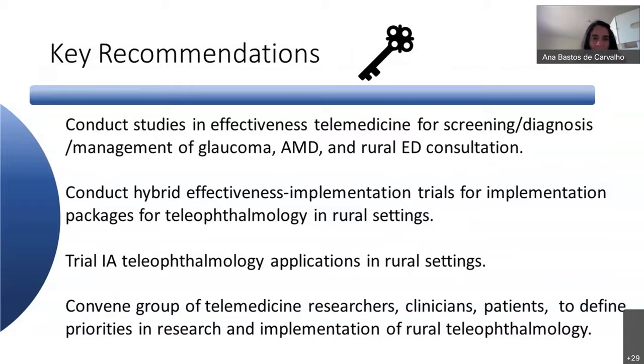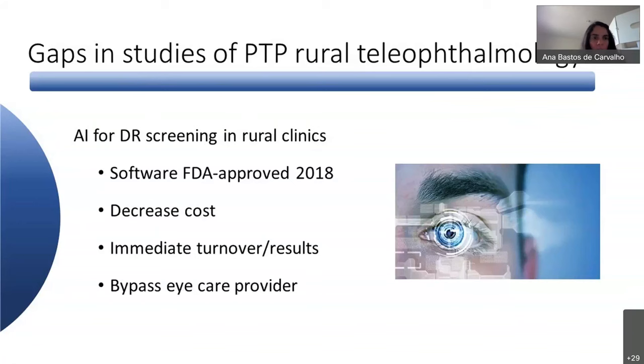We have AI that has been approved that does the readings that are human independent, so the AI can do the readings for diabetic eye disease with the images taken. It is supposed to decrease cost and have immediate turnover. So it would be really, really relevant to do studies that look at AI solutions and their integration into rural teleophthalmology, and whether that increases adoption and sustainment of the programs, and how it influences outcomes for patients. And so my group is actually designing a study with AI right now. Next slide, please.